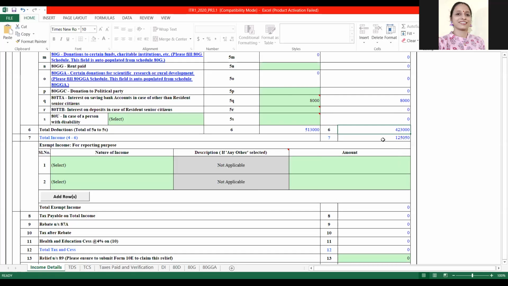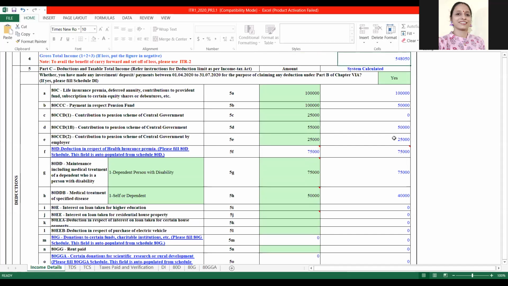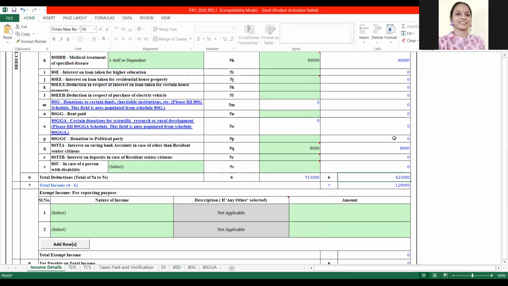These are the total of deductions which I have claimed, and this is the income. This was my gross total income. If you can see here, it was calculated automatically. This is my gross total income, 5,48,050. From this particular amount, the total of deductions, which is 4,23,000, has been deducted, and the balance of 1,25,015 has been shown over here. Okay. So with this, I would complete my part, and from here, Zainab ma'am will continue. Thank you.